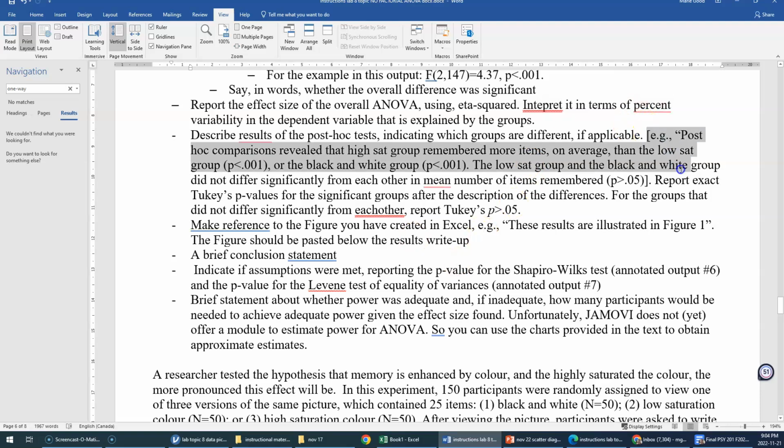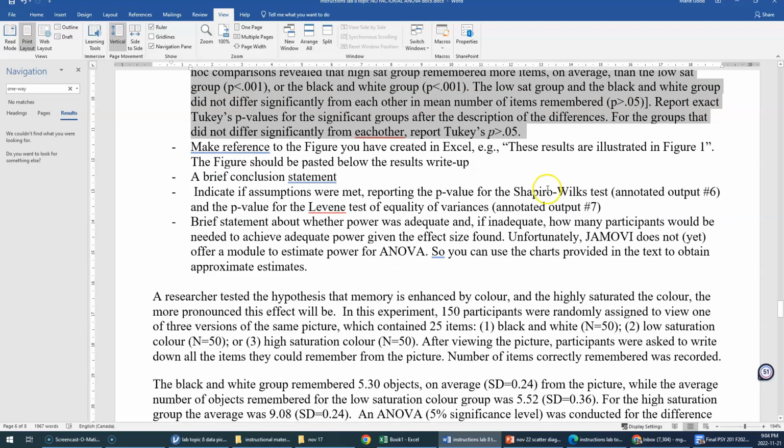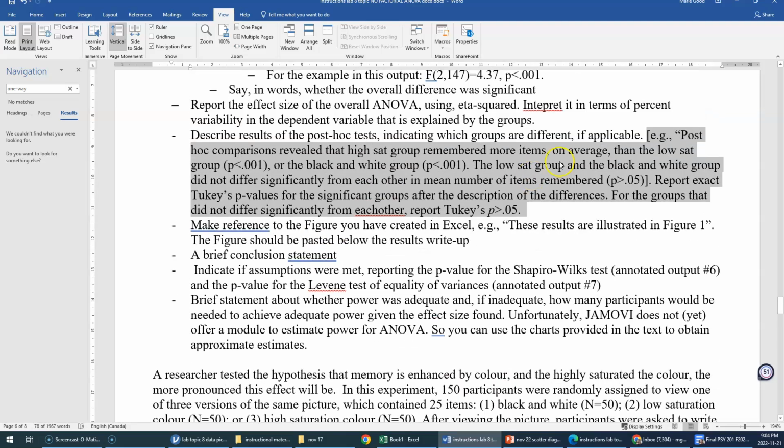All right, so I have an example here for you that you can look at to get a sense of how you would write that up. And we also did this for the example we worked through together in lecture.